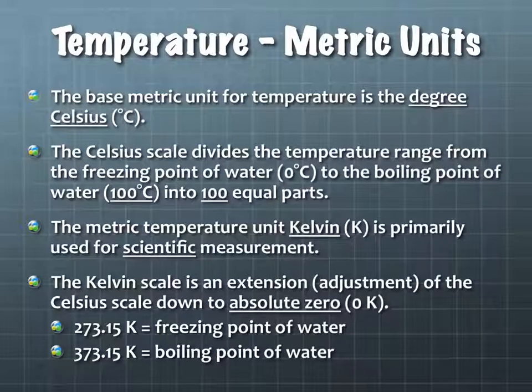In metric, the base metric unit is the degree Celsius, and the Celsius scale goes from freezing at 0 degrees to boiling at 100 degrees, into 100 equal parts. Of course, this is the metric system, so it should be no surprise that we're doing things in a base 10 way. The metric temperature unit Kelvin is another type of unit. It's used primarily for scientific measurements. It actually has an absolute zero, like there is no temperature that is below 0 Kelvin. And the freezing point of water in Kelvin is 273.15 Kelvin, and the boiling point is 373.15.